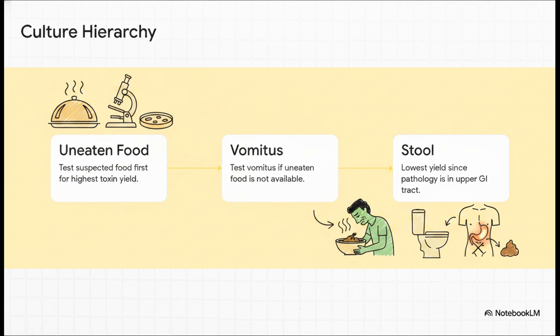If a culture is absolutely required, there's a strict hierarchy for getting the best diagnostic yield. Step 1, test the suspected uneaten food straight from the source. If the food's already in the trash, well, step 2 is the unenviable task of testing the patient's vomitus. Testing the stool is at the absolute bottom of the list for this specific illness, which makes perfect anatomical sense, right? The primary insult and the bulk of that preformed toxin are localized completely in the upper GI tract.